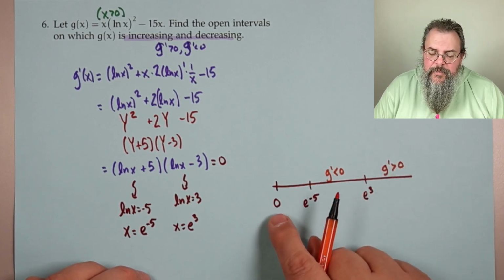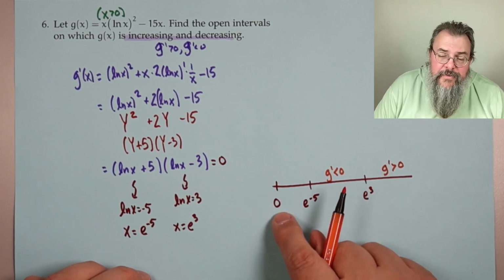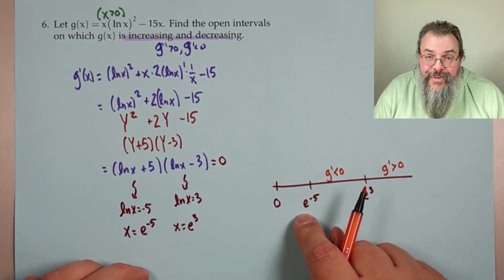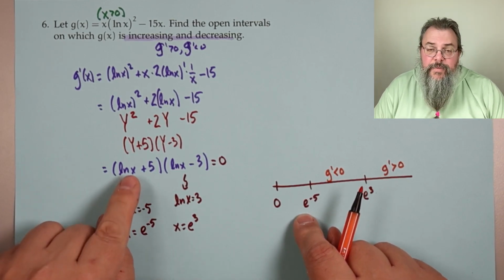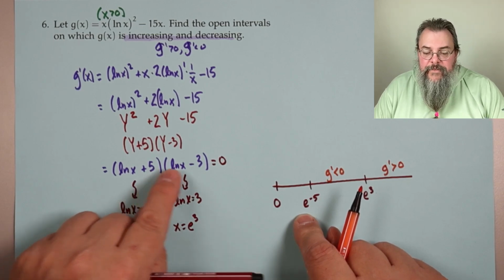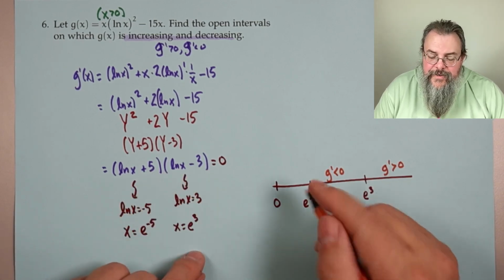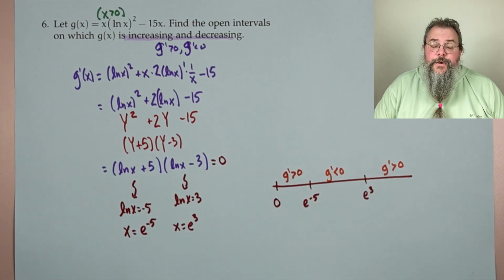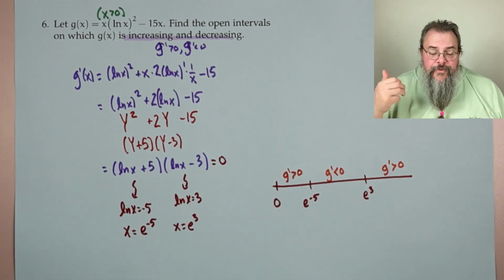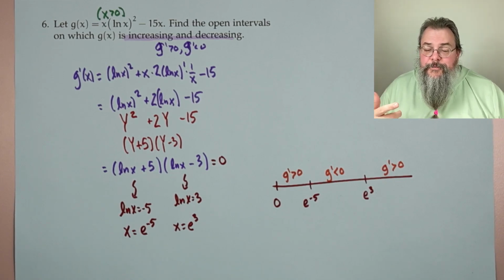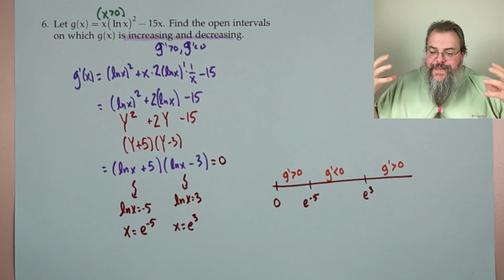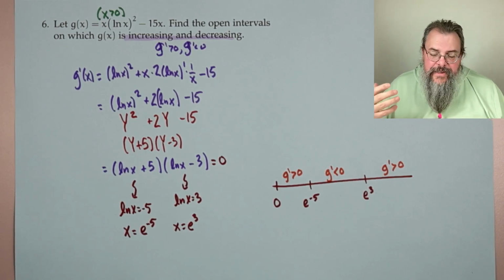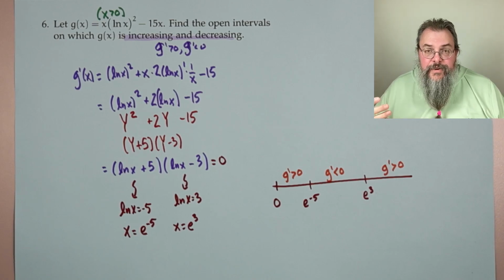Now, what's something below e to the negative 5, but above 0? Well, you can just think of it as like e to the negative 6, right? And log of e to the negative 6 would be negative 6 plus 5, which is negative, and negative 6 minus 3, which is negative, and so we are positive. And now we're ready to write down our answer. We found our derivative. We figured out how to factor it and where the zeros were. We figured out the signs, and the signs tell us where we're increasing and decreasing.